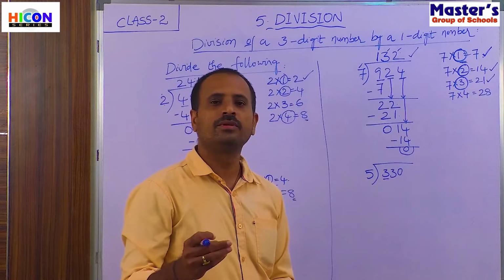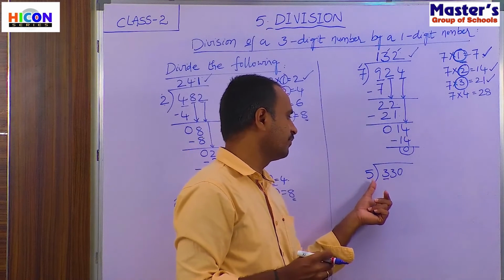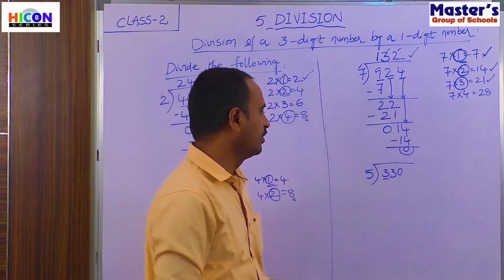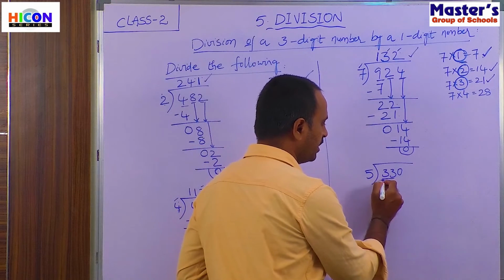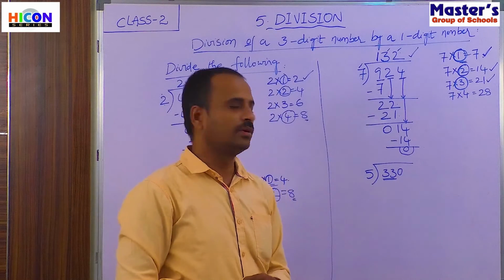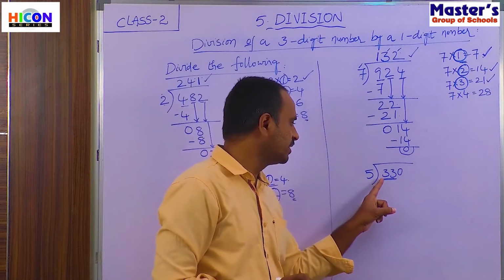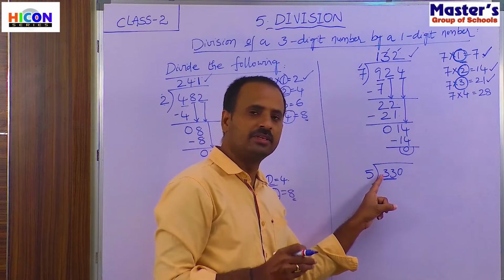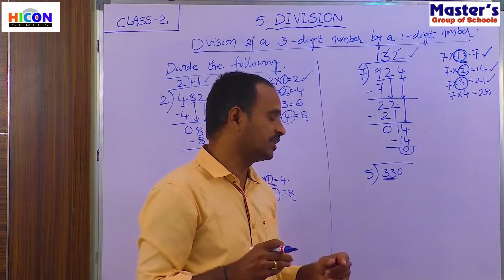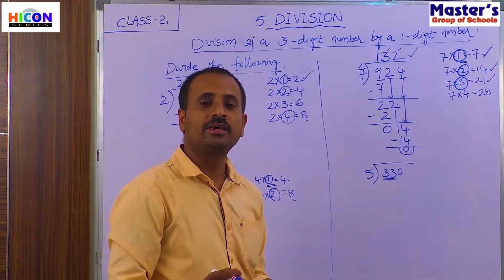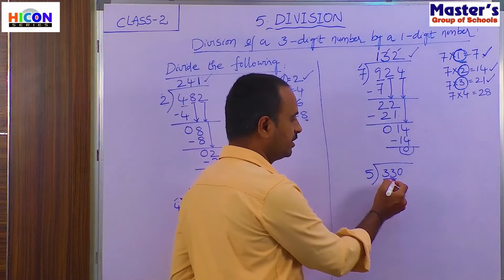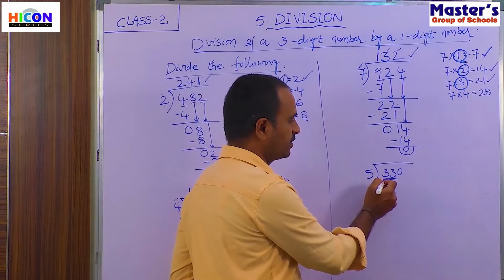So what do we have to do? If the number is not in the 5th table, then take the second digit also. If you take the second digit, then the number becomes 33. Children, did you understand? The first digit 3 did not get in the 5th table. So if the first digit is not in the table, then take the second digit also. Now if you take the second digit together, the number becomes 33.